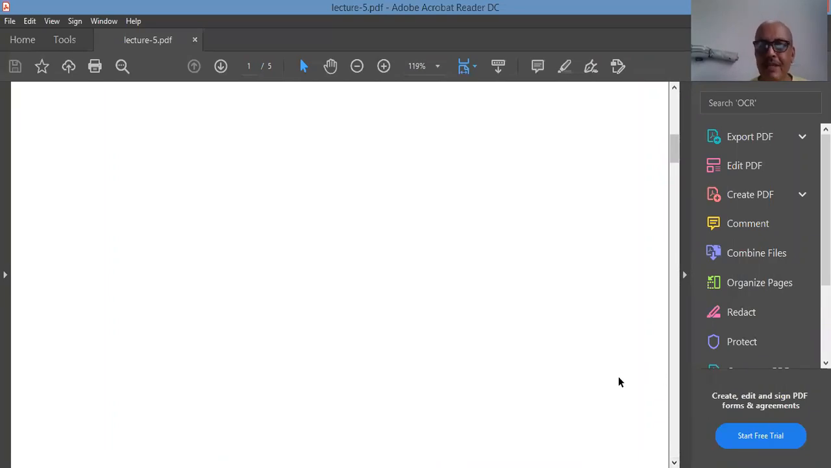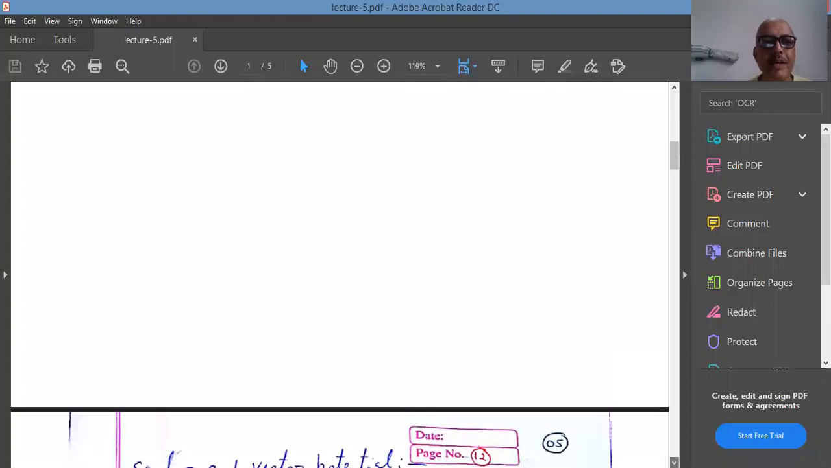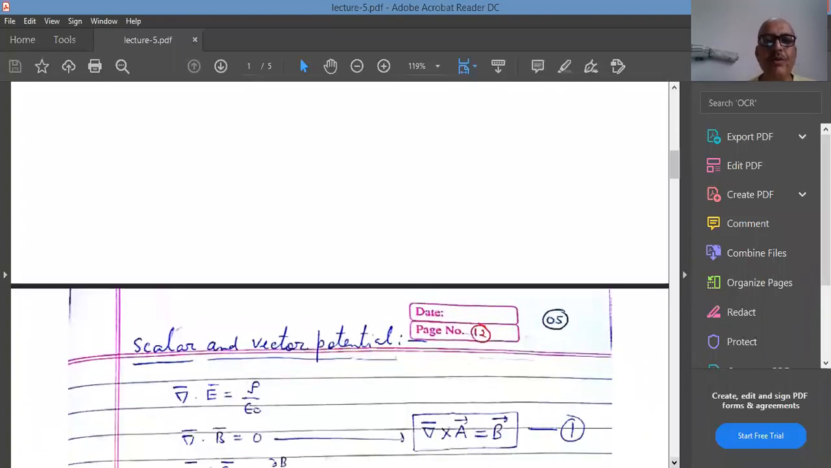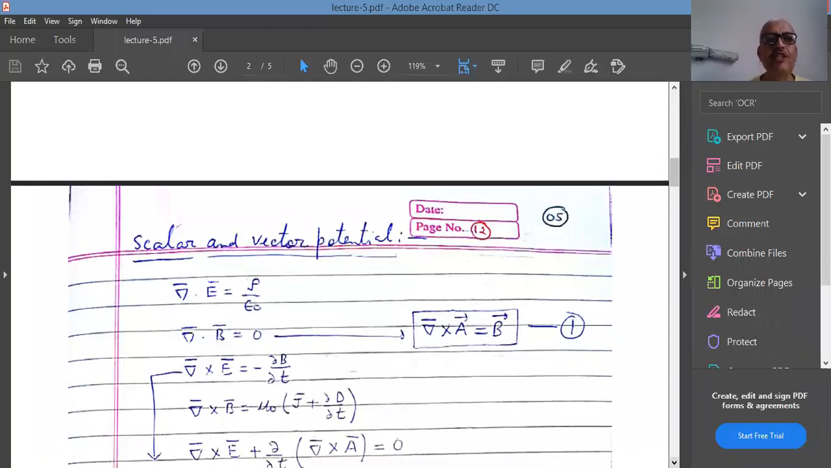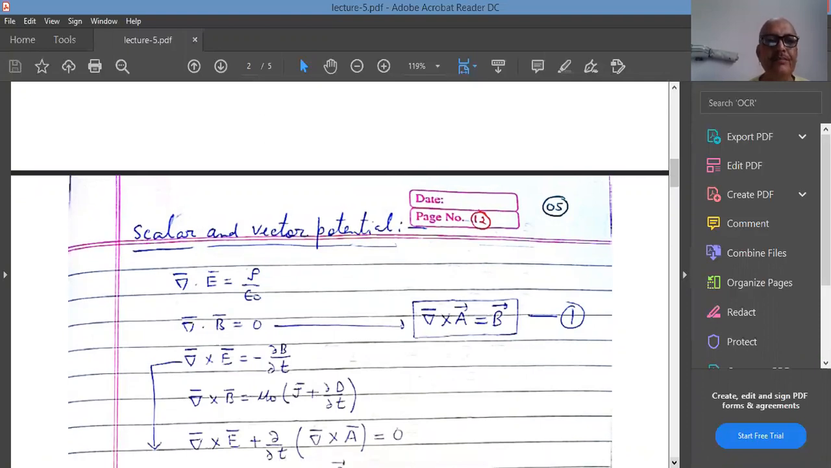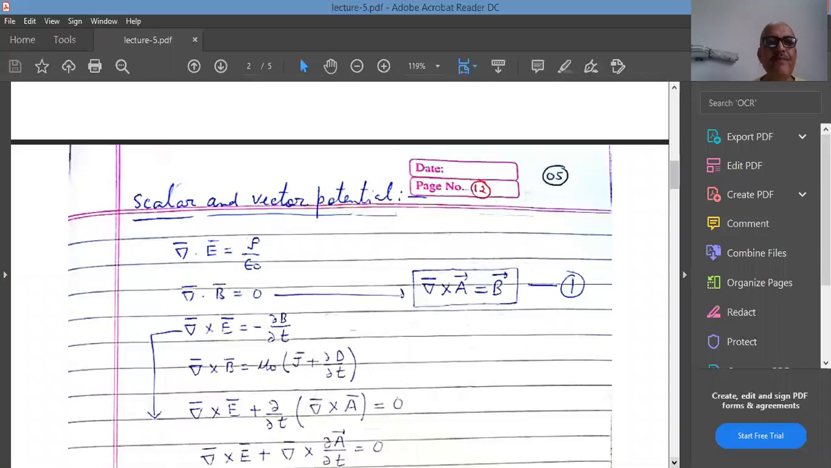So, you all know the four Maxwell equations. Divergence of E is rho upon epsilon 0. Divergence of B is equal to 0. Curl of E is minus del B over del t. And the fourth equation is curl of B is mu 0 J plus del D over del t, or curl of H is J plus del D over del t.